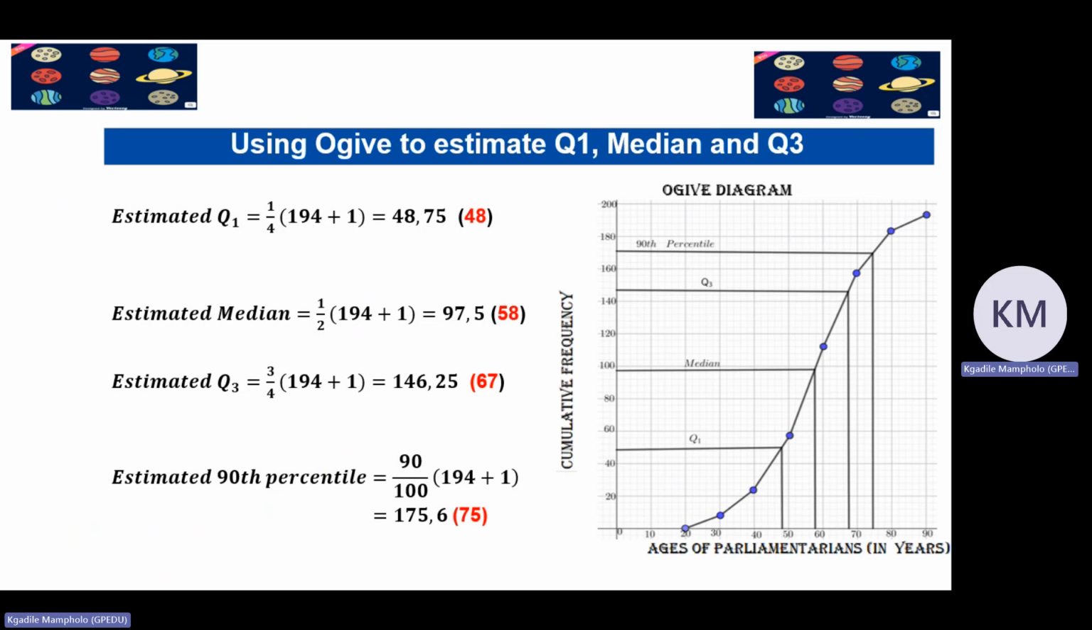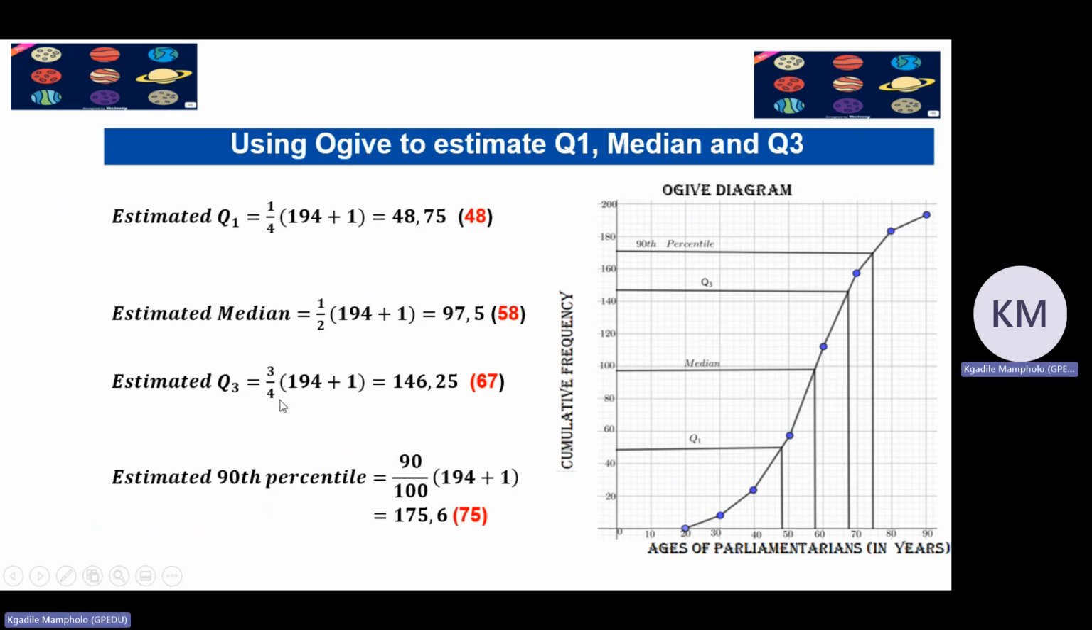The median, you do the same thing. You know the position of the median: 194 plus 1 divided by 2, you get 97.5. Then you check where 97.5 is, somewhere here. You draw a line, then you draw a vertical line. Then the answer here will be something like 58. So we can accept 57 and 59.